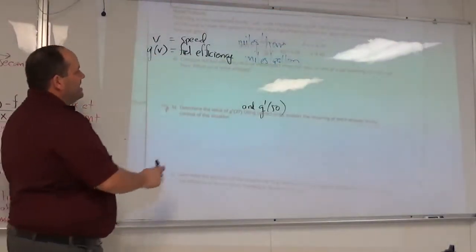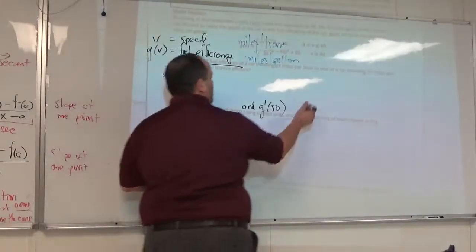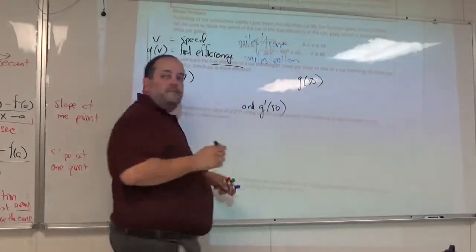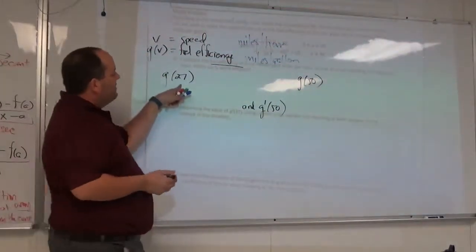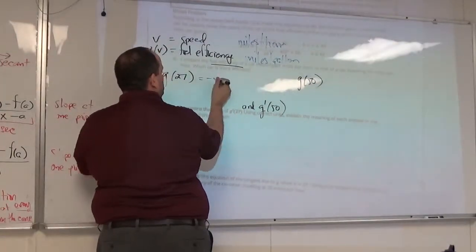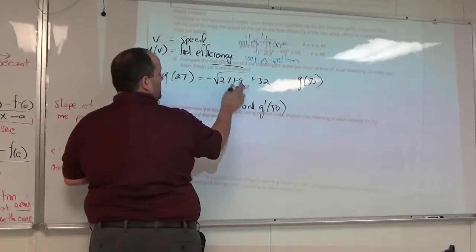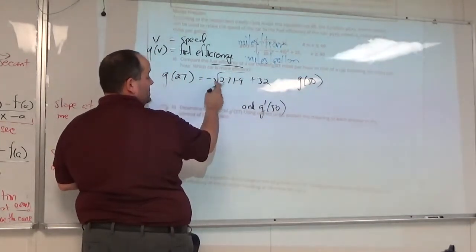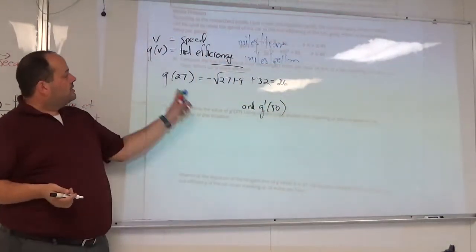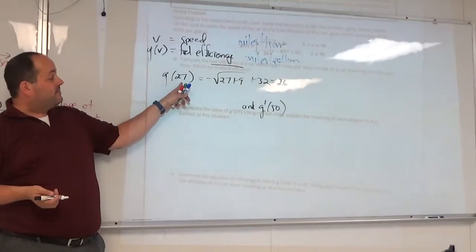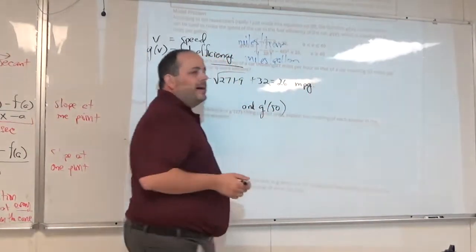So in part A, compare the fuel efficiency if I'm traveling 27 miles an hour to the fuel efficiency if I'm traveling 50. If I'm traveling 27 miles an hour, most folks just plugged it into the top one. 27 plus 9 is 36. Square root of 36 is 6. If all goes well, you get 26. So if I'm driving 27 miles per hour, my fuel efficiency is 26 miles per gallon.